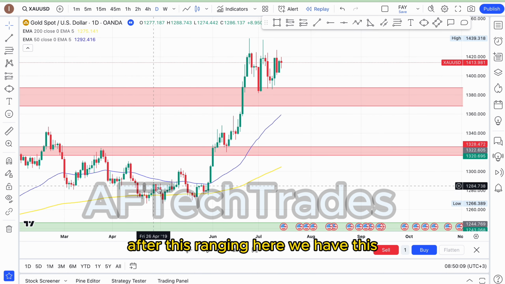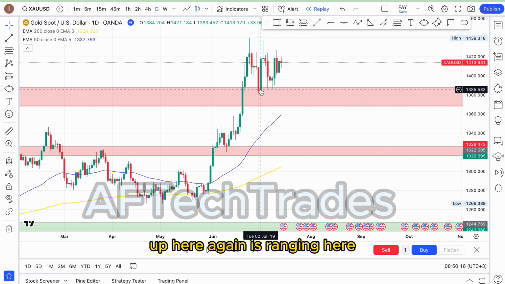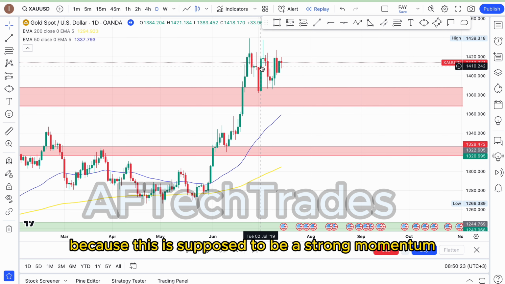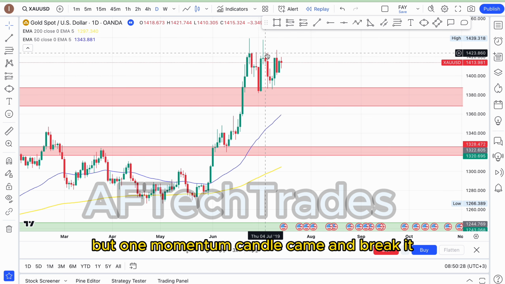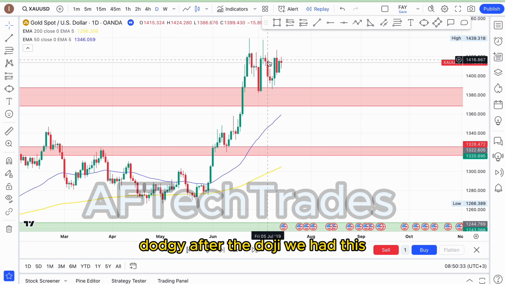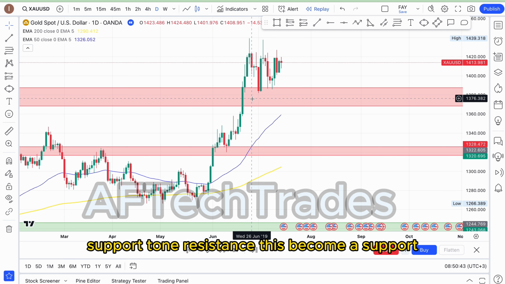After this ranging here, we have this, they came in, then up, down, up. Here again it is ranging, and potentially this would likely begin to go up again, because this is supposed to be a strong momentum, but one momentum candle came and broke it. Take note of this. Don't ignore this doji. After the doji, we had this, it retested this region again. There is what we call support turn resistance.